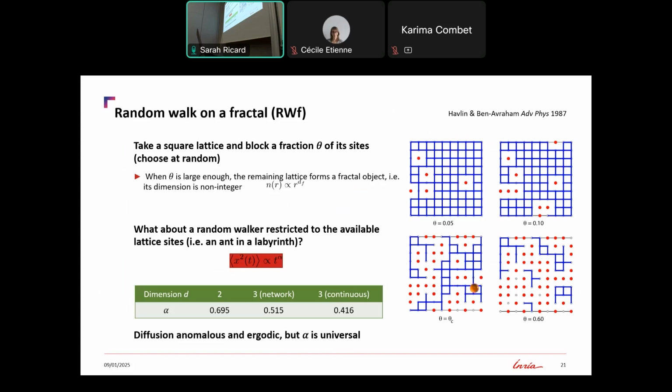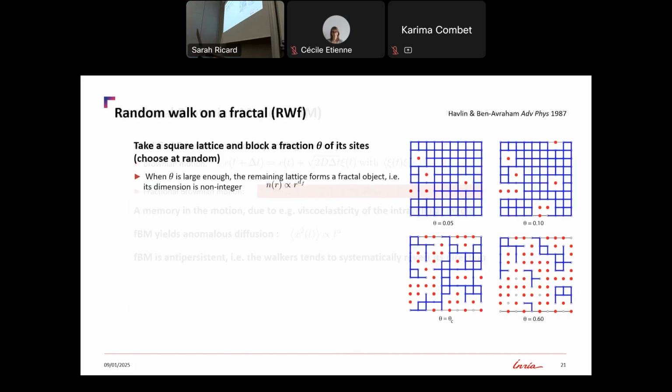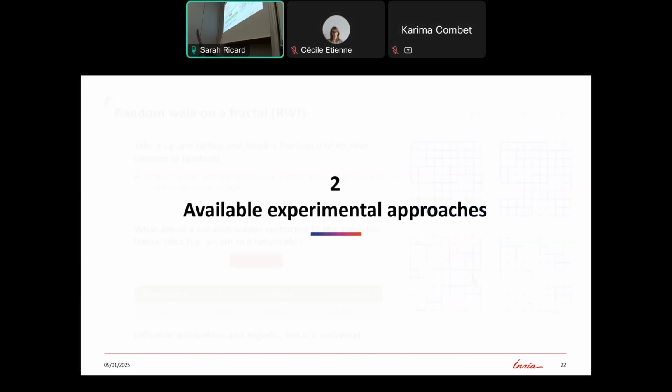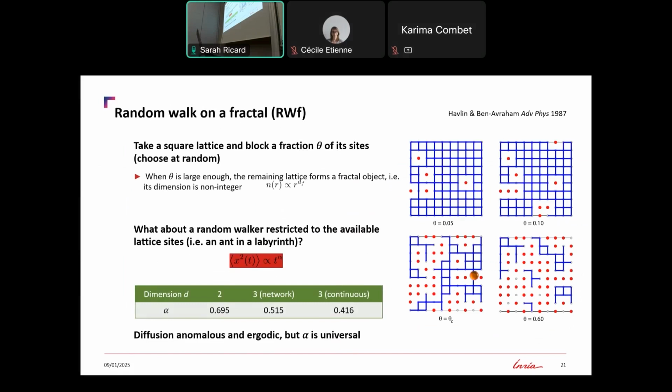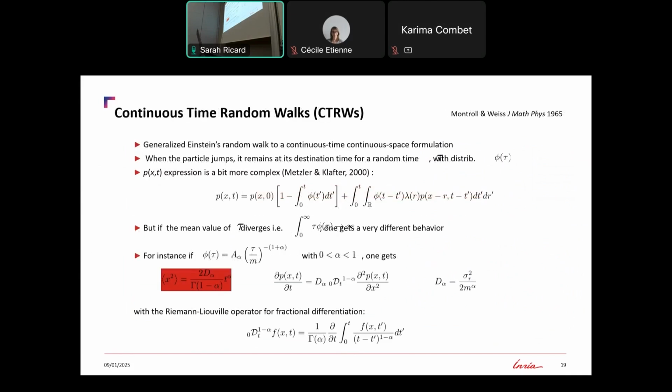So again, those are the main models that we have to explain divergence from Brownian motion. So I will go over it again. Random walk on fractals, that makes what we call anomalous diffusion, meaning non-Brownian diffusion. Fractional Brownian motion, again, that makes non-Brownian diffusion. And continuous time random walks when the jump times are power law distributed.